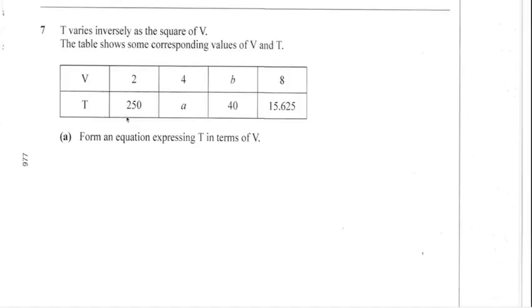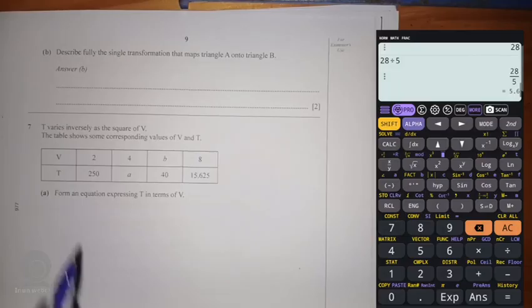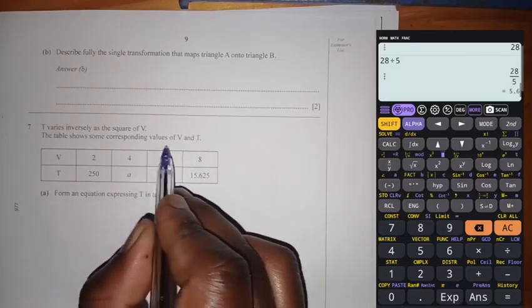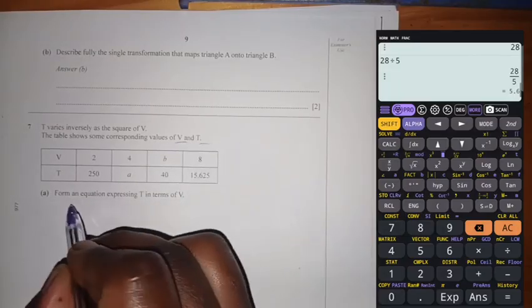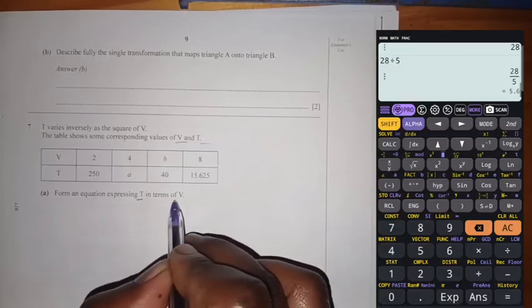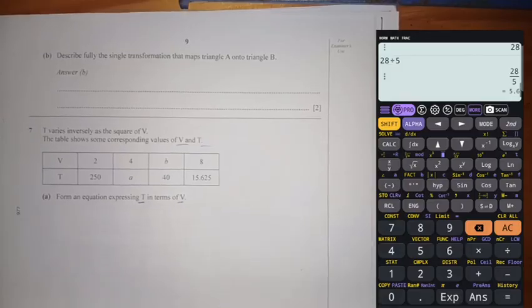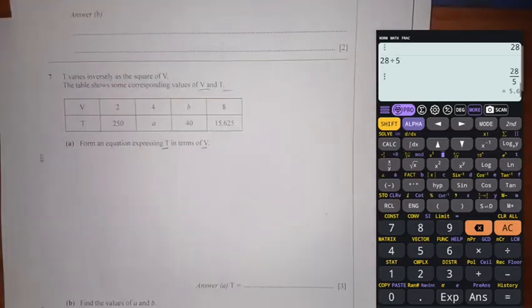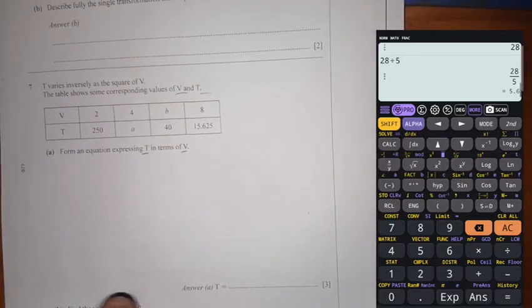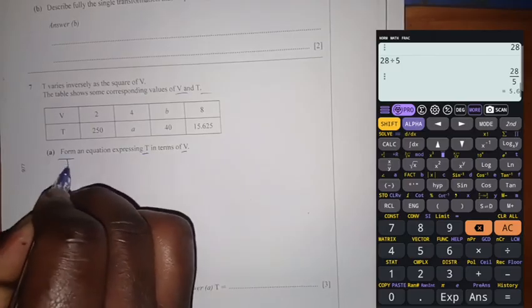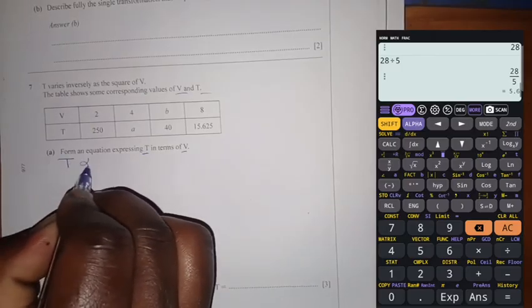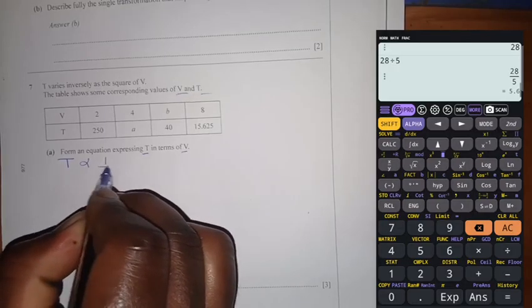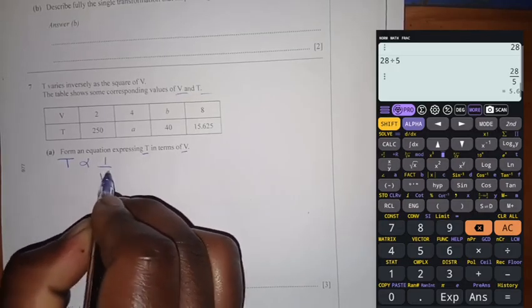T varies inversely as the square of V. The table shows the corresponding values of V and T. Form an equation in T and V. Now, the trick around these questions, variation, is for you to form the equation. So T is inversely proportional to V squared.